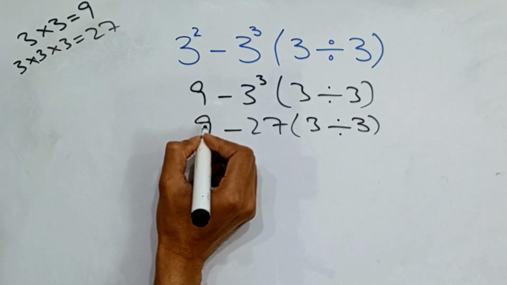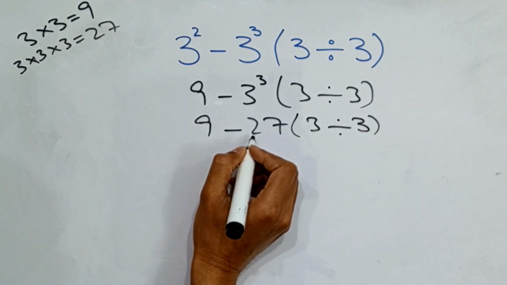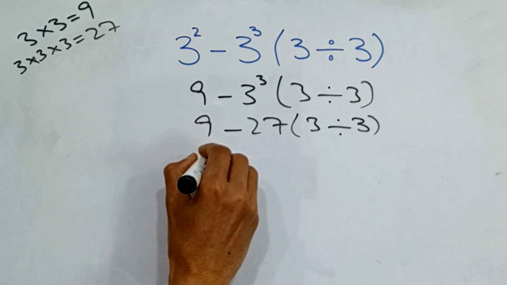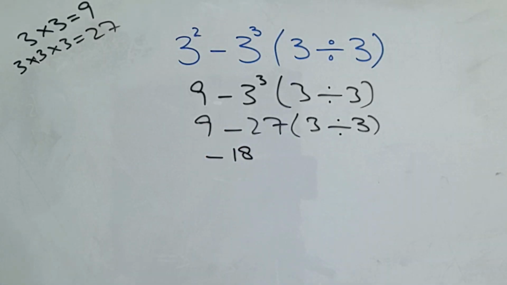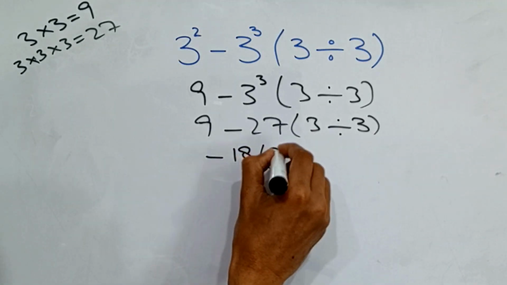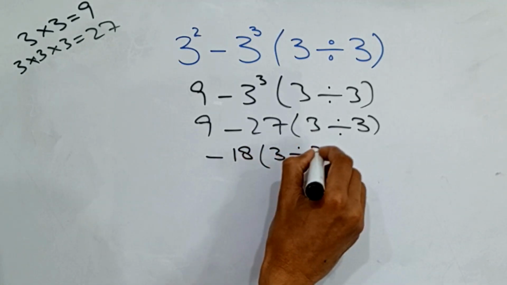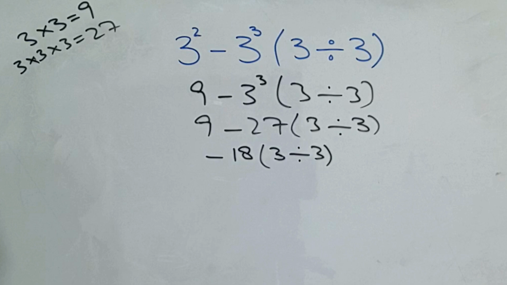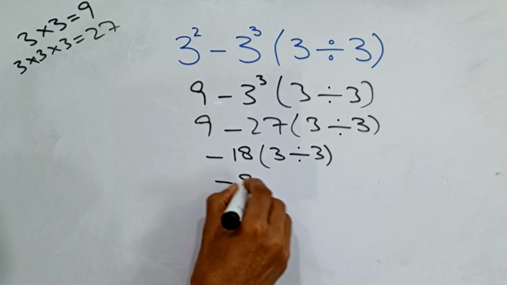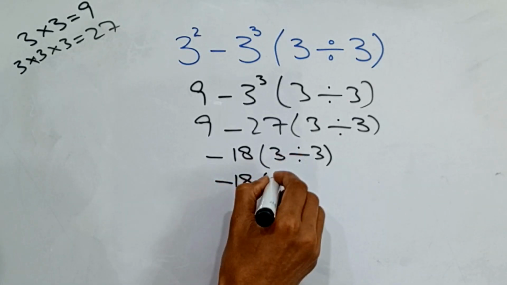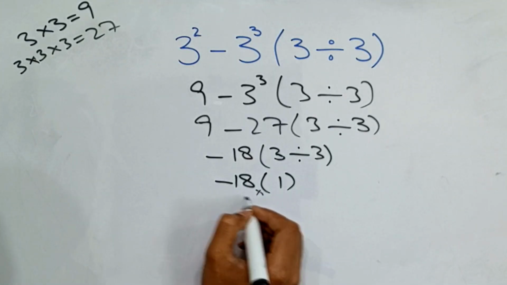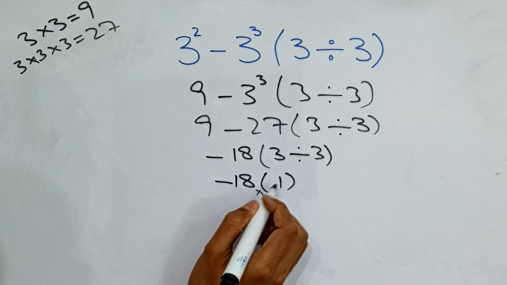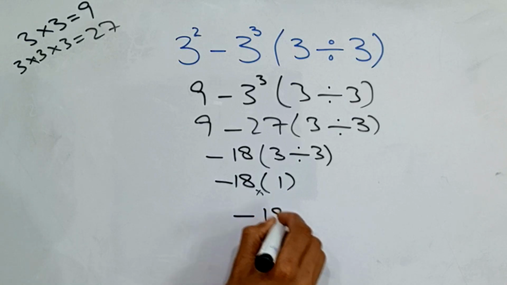Now 9 minus 27 equals minus 18, right? And 3 divided by 3. Now minus 18, 3 divided by 3 equals 1, right? Now here is multiply. Minus 18 times 1 equals minus 18.